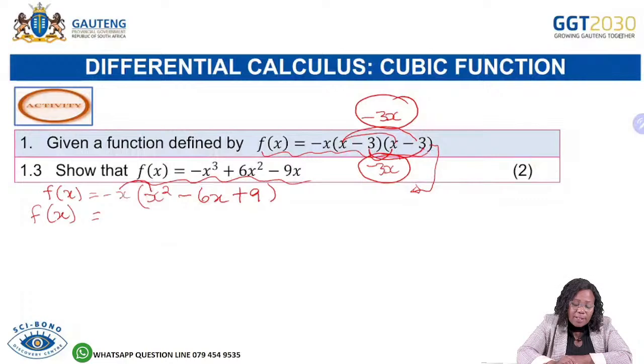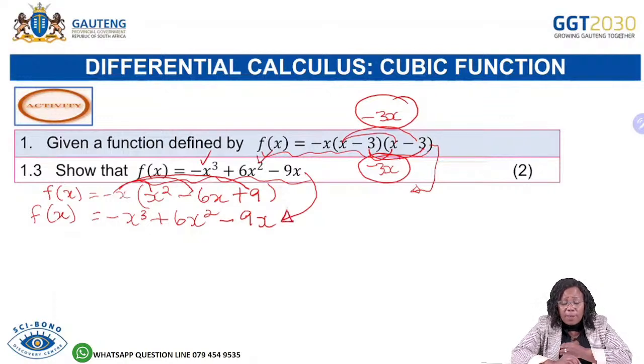A negative x times x squared is a negative x cubed. Can you see that? It's correct. And then negative x times minus 6x is a positive 6x squared. Correct? Can you see that? And then the last one, minus x times 9 is minus 9x. Exactly the same as the expected formula there. So the first one will be the first multiplication of bracket, and then the second one will be for the final correct answer there. Correct multiplication, grade 12.